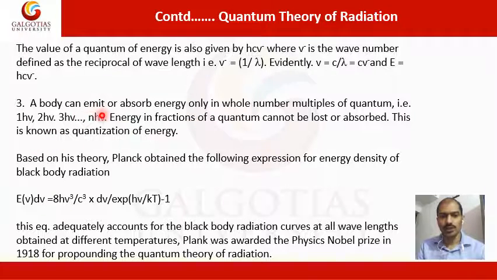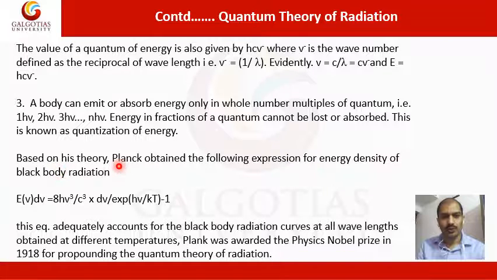This is called quantization of energy, since energy is either absorbed or emitted, as in absorption spectra or emission spectra. When the electron comes from a higher energy state to a lower energy state, it releases the energy in the form of quanta. Similarly, when electrons jump from the lower ground state to a higher excited state, energy is absorbed in the form of quanta.